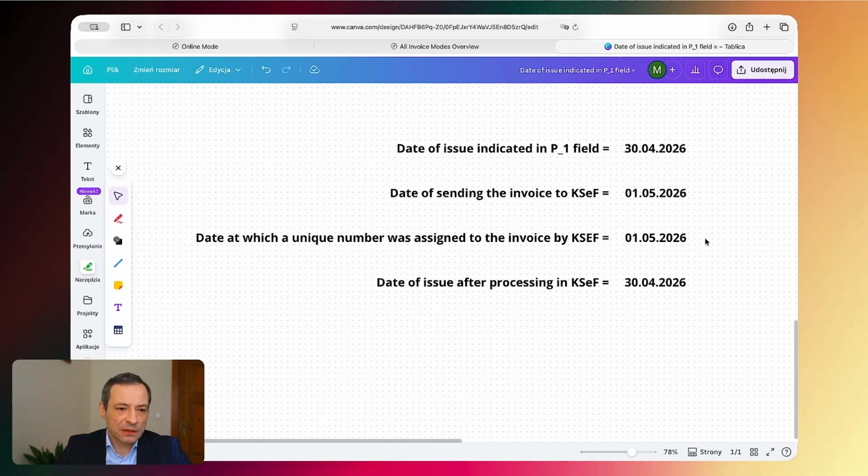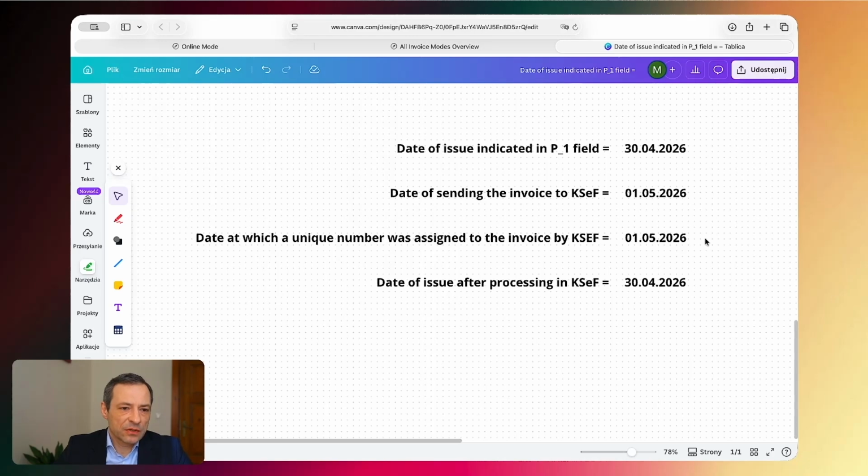And consequently, in the offline 24 mode, where the invoice was sent later than the date of issue indicated in the P1 field, the final date of issue, the date of issue after the invoice was sent and processed by the Polish National Electronic Invoicing System, still remains the 30th of April 2026.